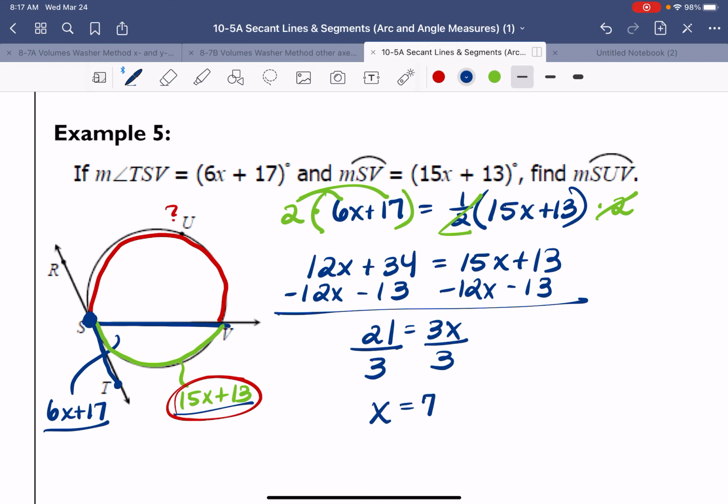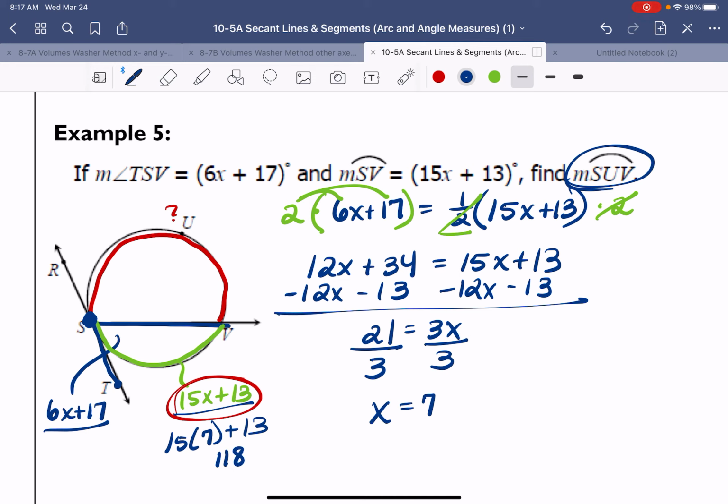So they're not asking for x, they're of course asking for arc SUV, and we can only figure out what arc SUV is when we know what the other arc is. And I keep saying angle, I mean to say arc, I apologize for that. So it's going to be 15 times 7 plus 13. So what does that even equal? 15 times 7 plus 13 is 118.